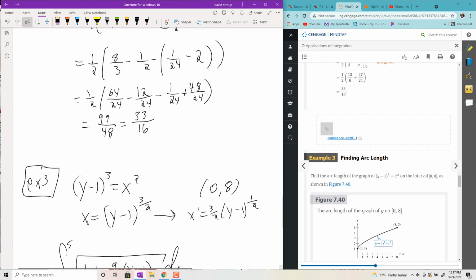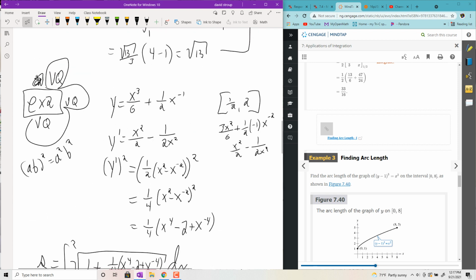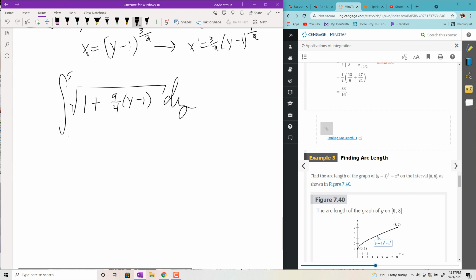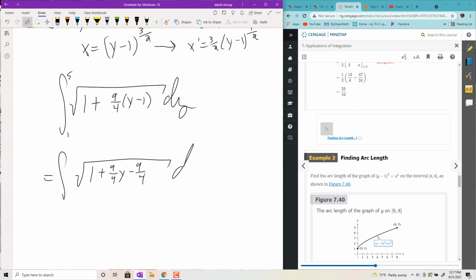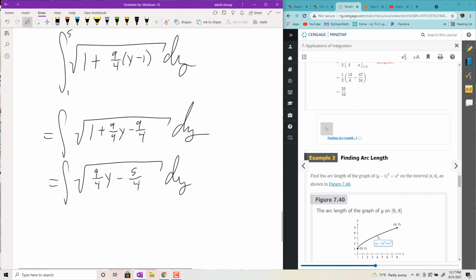Okay. By the way, that previous problem was a video quiz, again, in case I didn't mention that. So here we have the integral of 1 plus 9/4 y minus 9/4. Simplify that. So we get the integral of the square root of 9/4 y minus 5/4 dy. I'm going to do a u sub, u equals 9/4 y minus 5/4. My du would be 9/4 dy. dy would be 4/9 du.